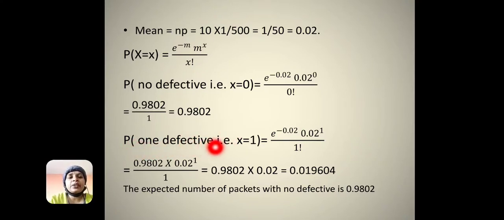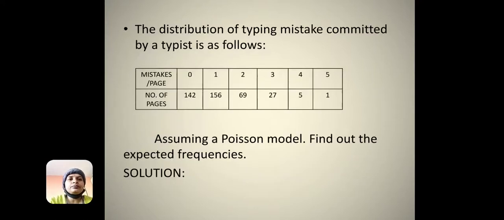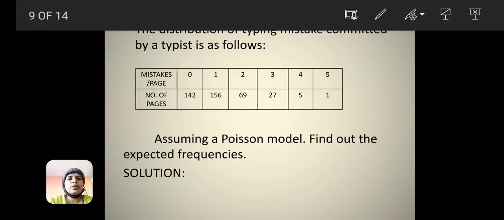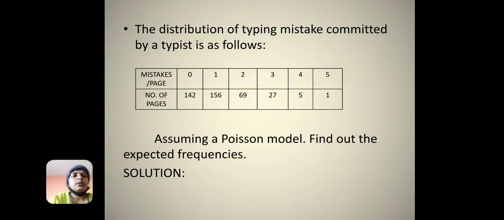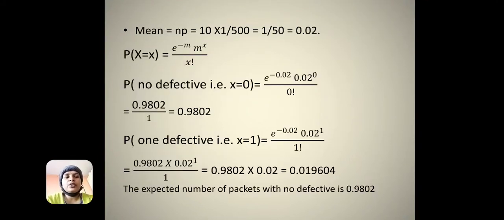The probability of one defective, x equal to 1, is e power minus 0.02, 0.02 to the power of 1, divided by 1 factorial. So the answer is 0.9802 into 0.02 divided by 1, which is 0.01964. The expected number of packets with no defective is 0.9802, which can be multiplied with the number of packets, 1 lakh.